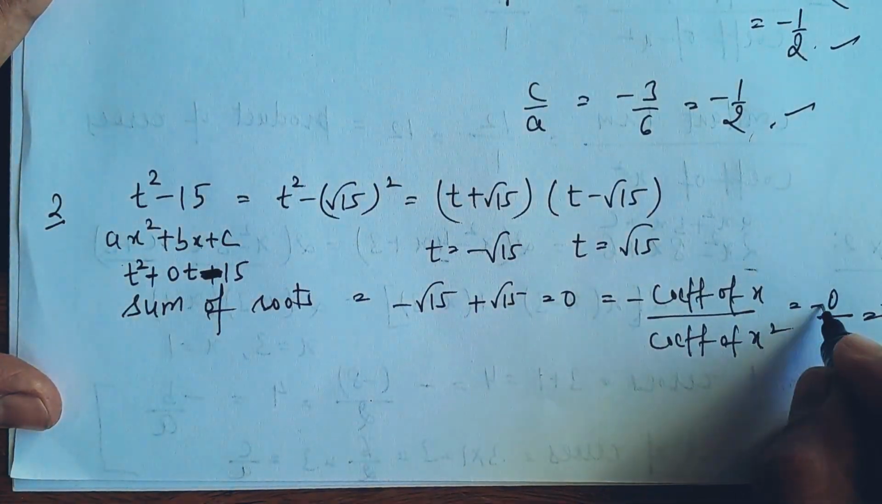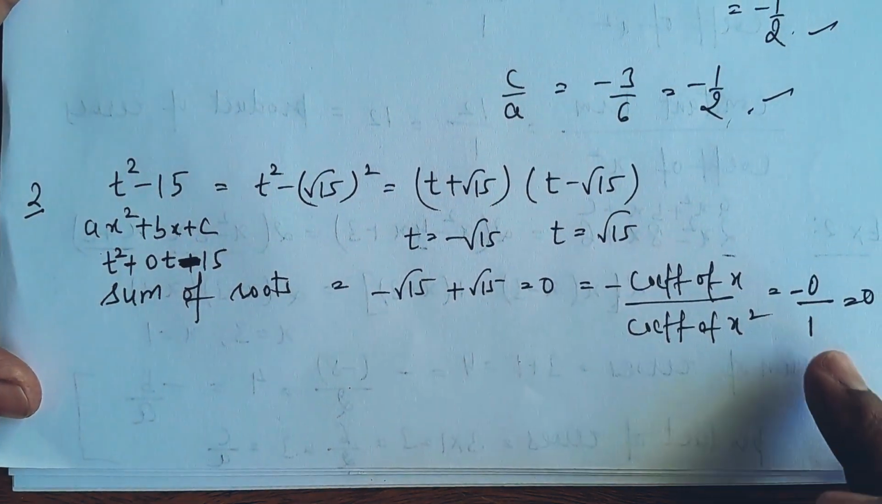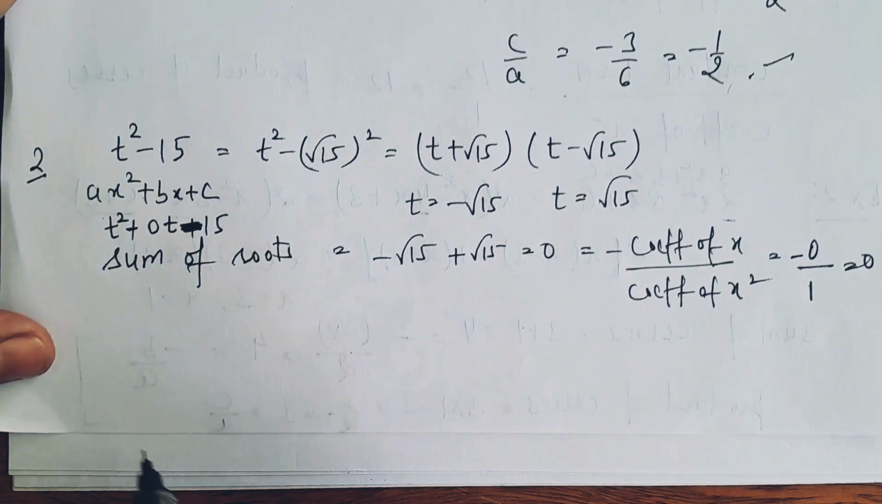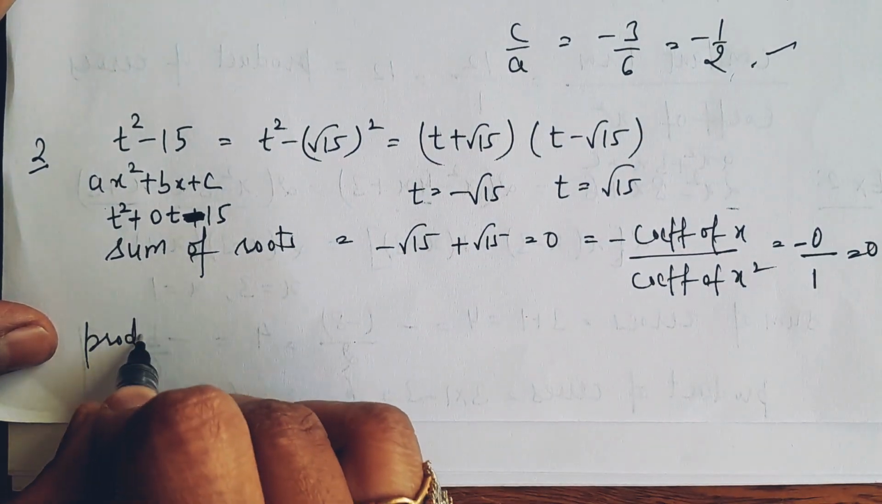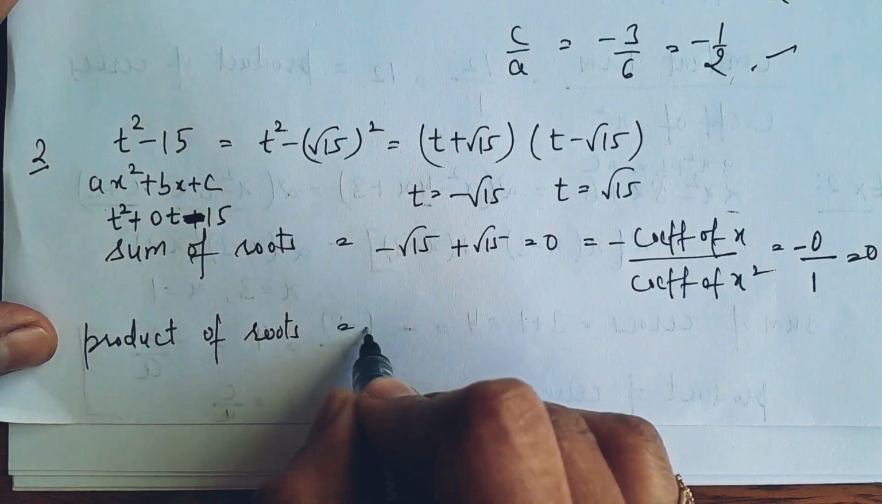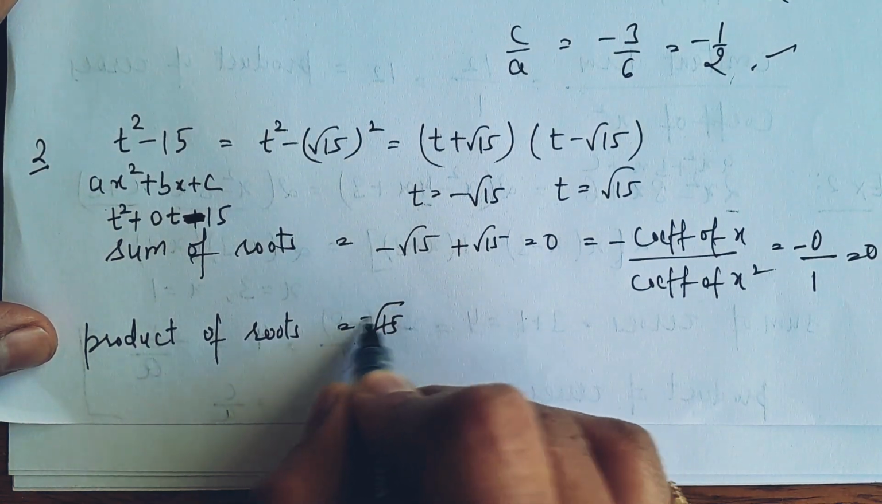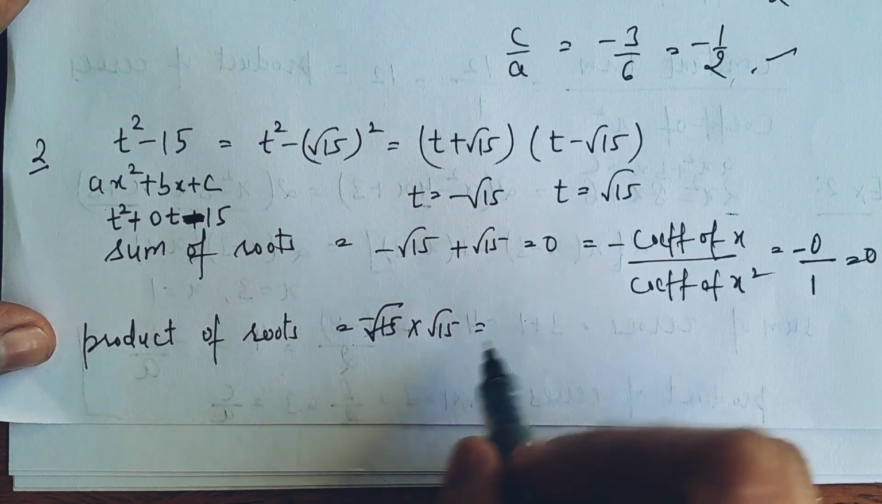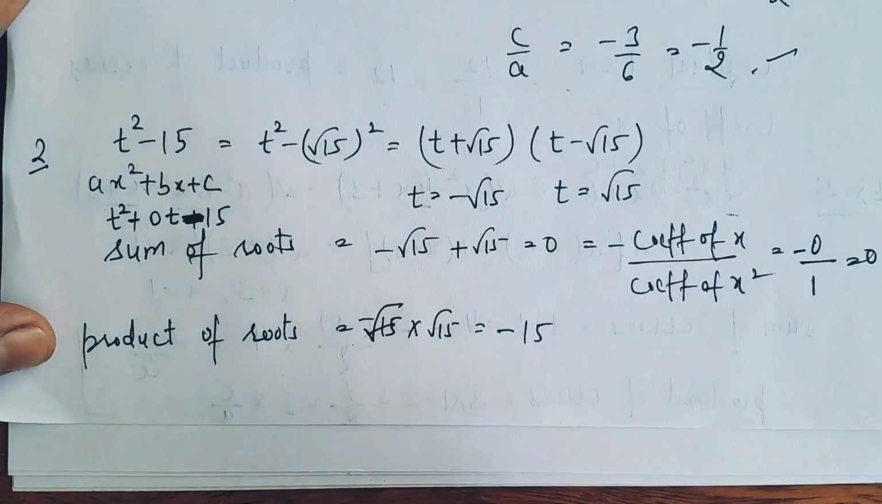That means you will get 0 only. So hence it is verified. 0 from here also, and here also you got the 0. Similarly, we will prove the product of zeros or roots. So the roots are minus root 15 multiplied by root 15. So if you multiply the two, you will get minus 15 only.